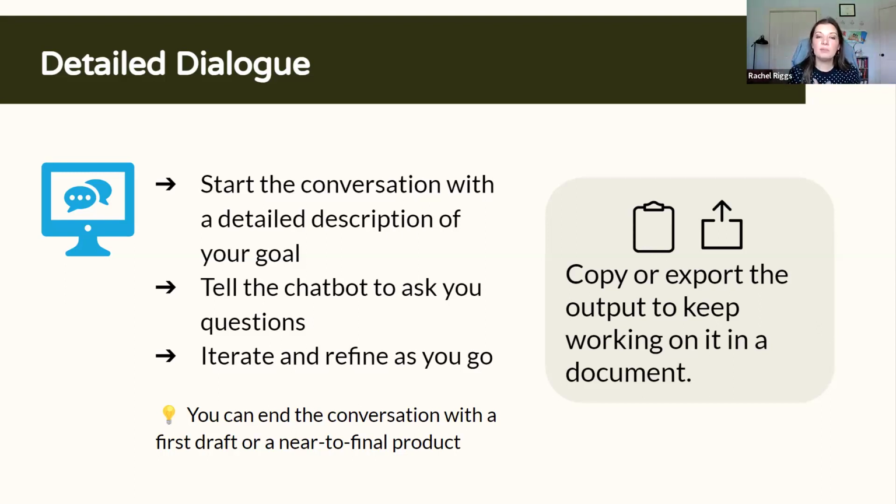So I could keep going back and forth with it to iterate and really get exactly what I want. Or I might find it faster to have it give me the full outline first draft, move that to a doc, and flesh it out a little bit more. So again, you might end up with the final product, you might end up with a near to final product, or you might end up with a first draft.